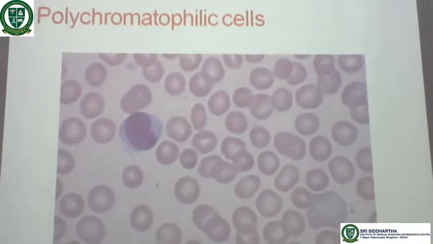Coming to polychromatophil, I told you polychromatophil is indirectly a reticulocyte only. In the right lower part, there is an RBC with a little bit of bluish tinge on the surface. So that is a polychromatophil cell. Usually RBCs are grey when stained, but here we have a light bluish tinge appearance.